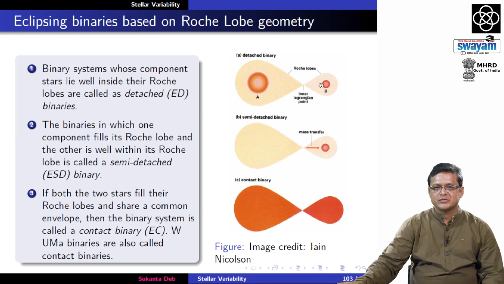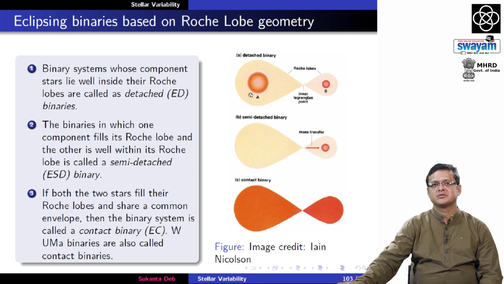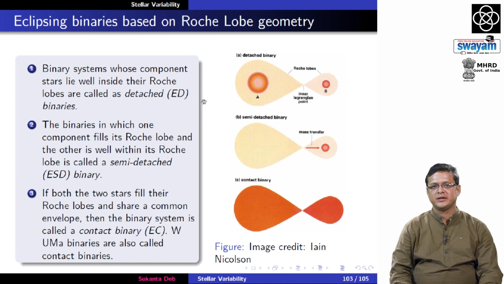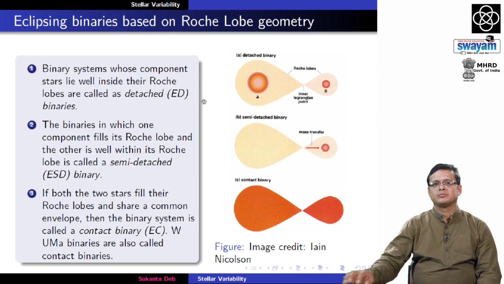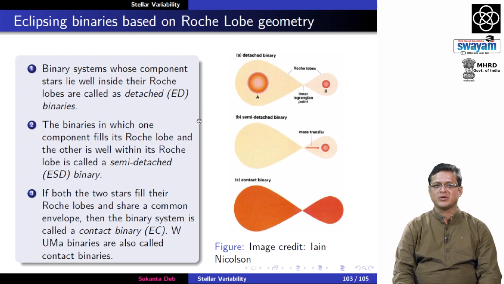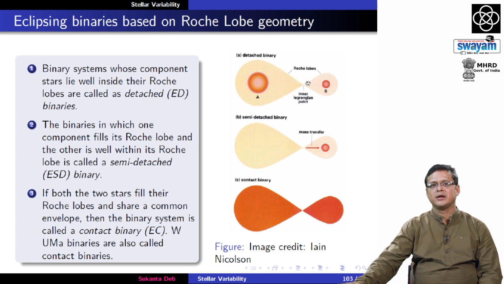Eclipsing binaries are also classified based on Roche lobe geometry. Binary systems whose component stars lie well inside their Roche lobes are called detached binaries. The binaries in which one component fills its Roche lobe and the other is well within its Roche lobe are called semi-detached binaries. If both stars fill their Roche lobes and share a common envelope, then the binary system is called a contact binary. W UMa binaries are also called contact binaries. Here is a diagram showing a detached binary, and this is the case for a semi-detached binary, and this one represents the Roche lobe geometry of a contact binary or W Ursae Majoris binaries.